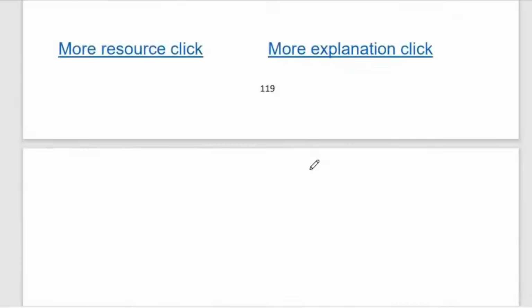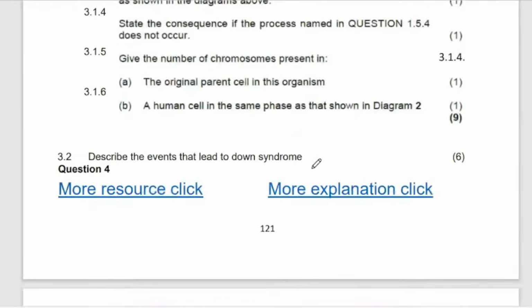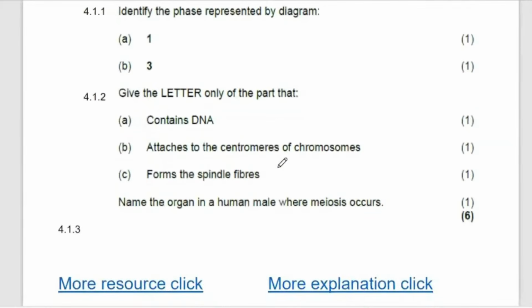Okay. Describe 2 ways in which this is Down syndrome. Yes, so we have answered that one. Name the organ in male where meiosis occurs. Meiosis occurs in the testes in the case of male, and in the female it occurs in the ovary to produce ovum. But there is something where students fail.